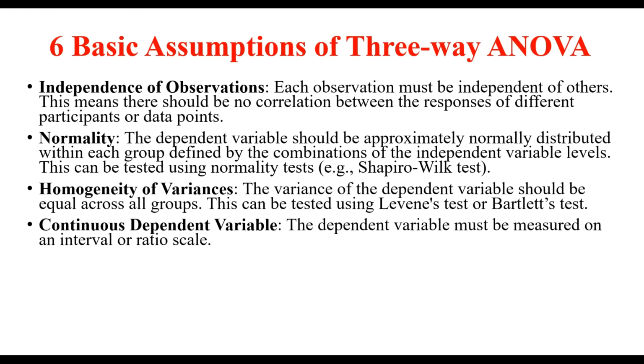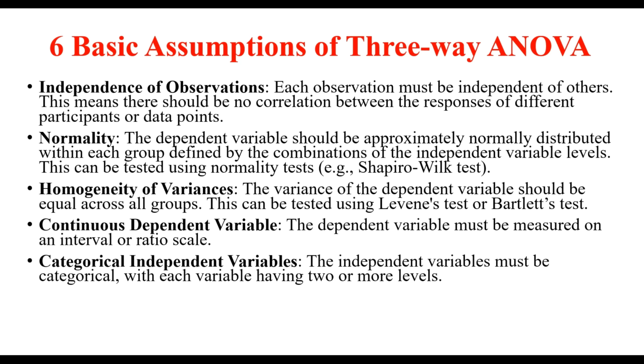Then lastly is the continuous dependent variable. The dependent variable must be measured on an interval or ratio scale. The independent variables must be categorical. What do I mean by categorical? Just like I showed in the SPSS, you have the low, medium, high, okay? With each variable having 2 or more levels.